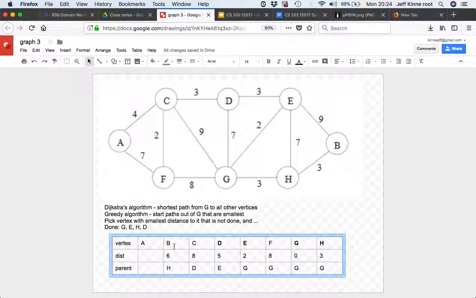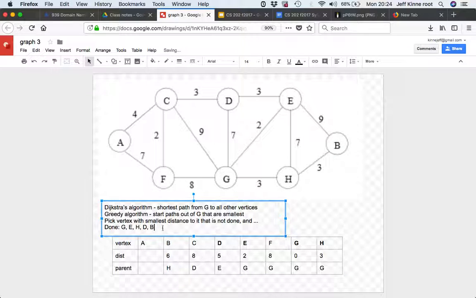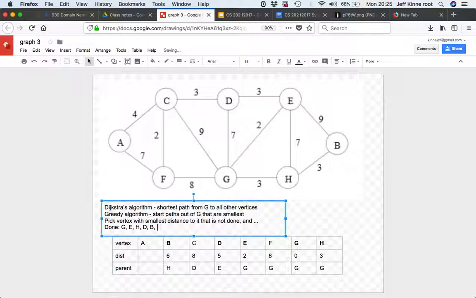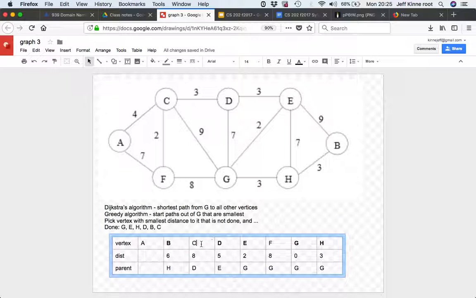The next smallest is 6, so that's the one we're going to look at. Alright, let's look at the neighbors of B. We have H, and we have E. Those are already both done, so we don't need to look at that. Next we have C and F. It's a tie, and we'll pick the smallest alphabetically as just a way to break the tie. It's not going to matter. We'll get the same values for the distances whichever way we break the tie, no matter what the graph is, if it's positive weights.